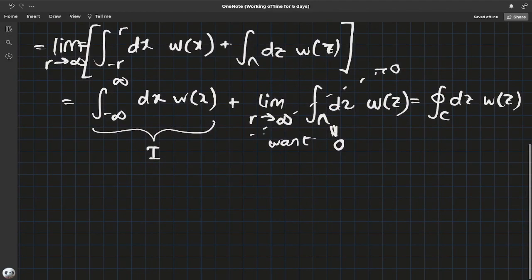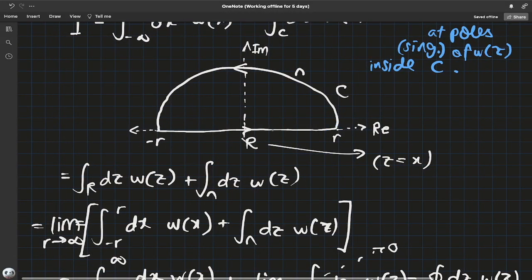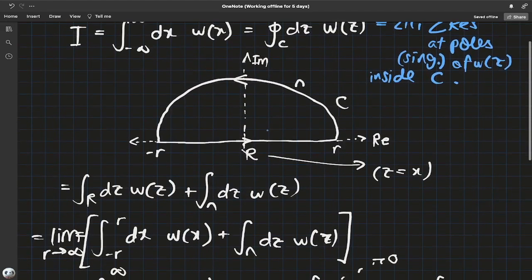Let's look at the conditions that will make this 0 now. Well, notice one thing, we can parameterize z as R times e to the i theta. You can clearly see this because it's an arc centered around the origin with a radius R, and every point can be represented as R times e to the i theta, which characterizes the rotation in the complex plane. And then dz is i R e to the i theta d theta, and theta for our parameterization ranges from 0 to pi.